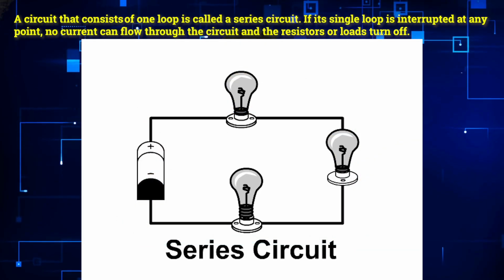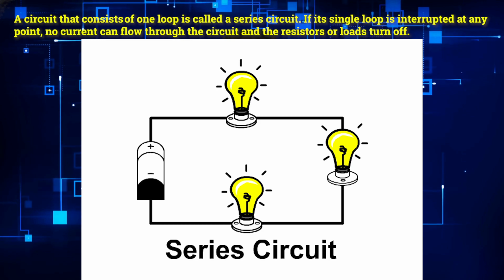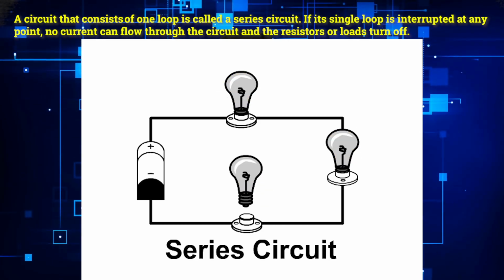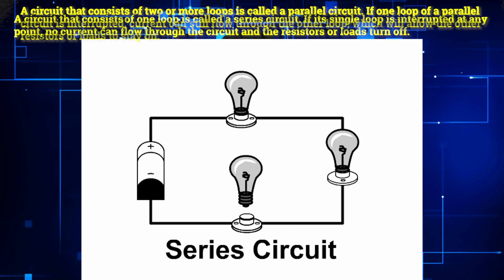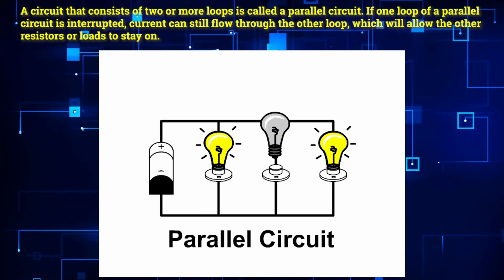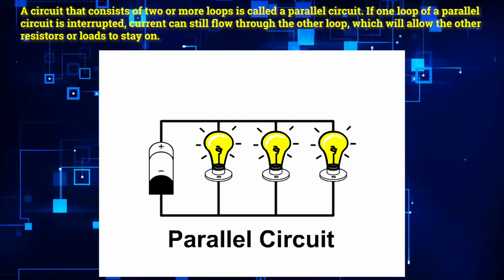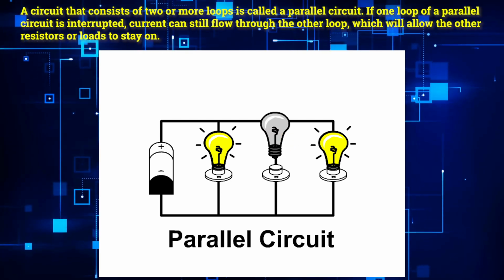A circuit that consists of one loop is called a series circuit. If this single loop is interrupted at any point, no current can flow through the circuit and the resistors or loads turn off. A circuit that consists of two or more loops is called a parallel circuit. If one loop of a parallel circuit is interrupted, current can still flow through the other loop, which allows the other resistors or loads to stay on. And that's our video for today.